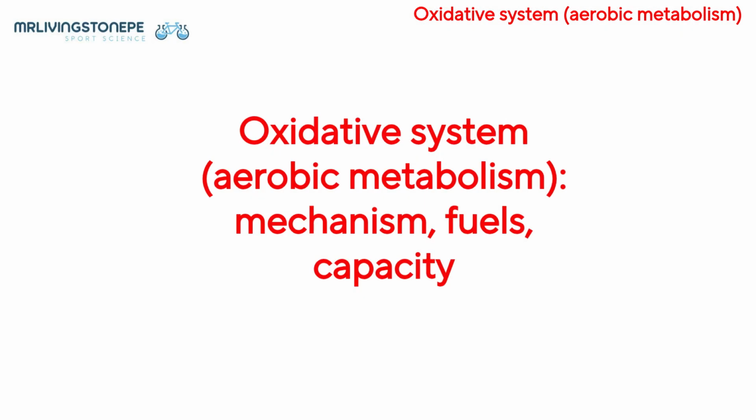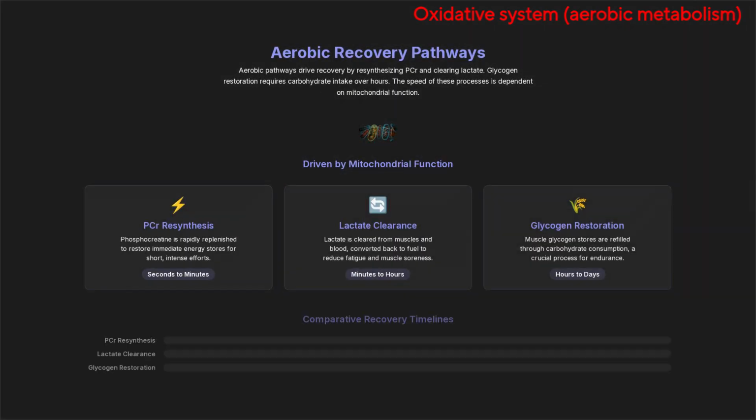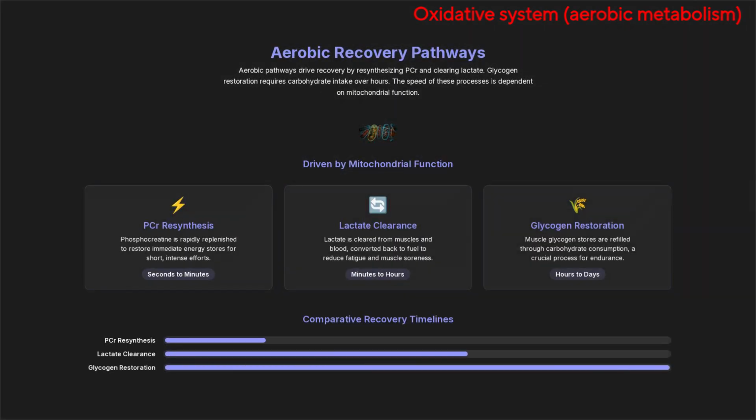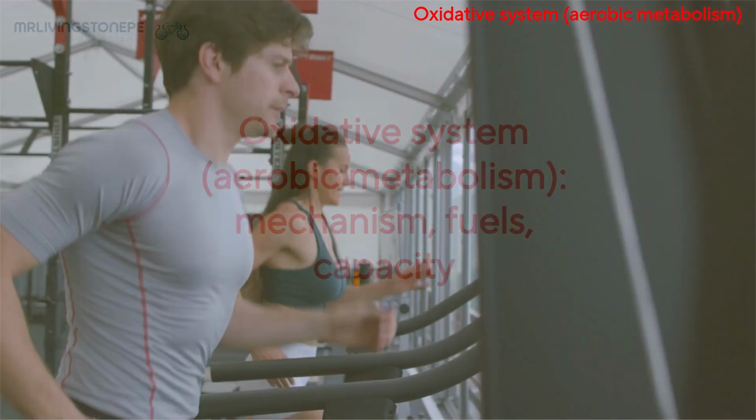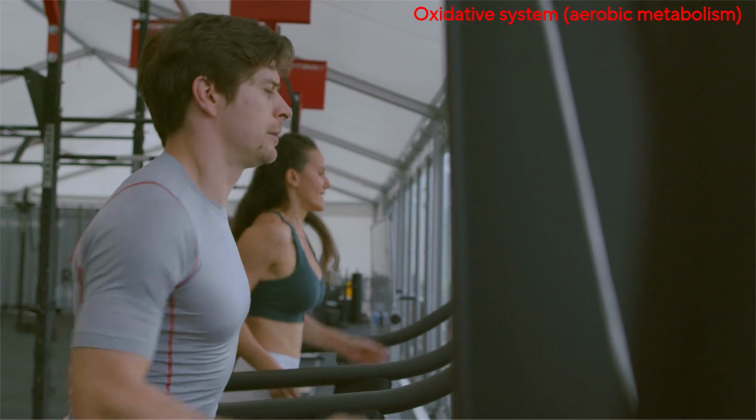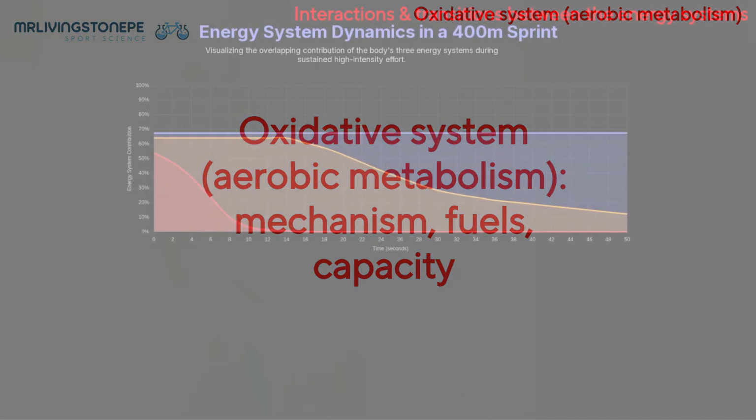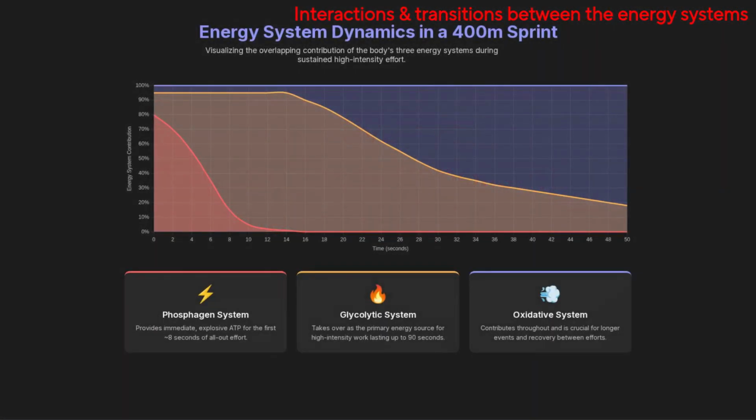Aerobic pathways also drive recovery. They resynthesize PCR and clear lactate, while glycogen restoration needs carbohydrate over hours. The speed of these recoveries depends on mitochondrial function. For coaching, long steady sessions build aerobic base, and interval work that targets VO2 max builds peak oxidative power to improve overall endurance. Energy systems overlap and hand off as exercise continues.